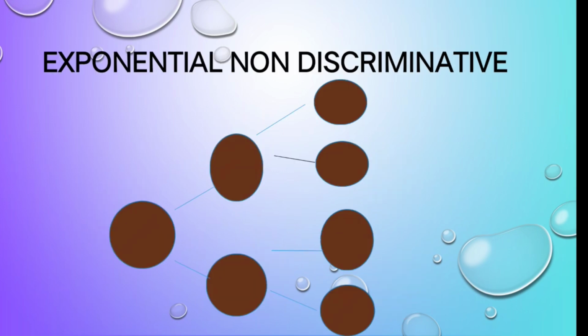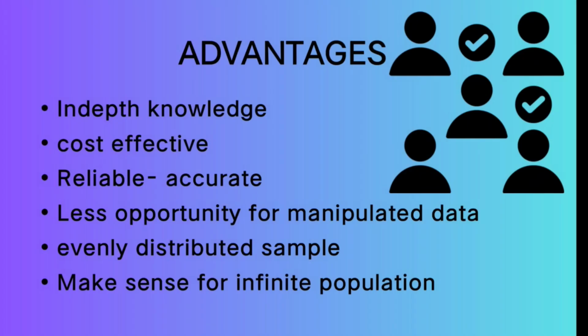Next is exponential non-discriminative. That means I am going to select one sample. That sample is going to refer two persons. Those two persons will be included in the study. In the same way, those two persons will again refer another two persons. That means all the persons will be included in the study. That is exponential non-discriminative.